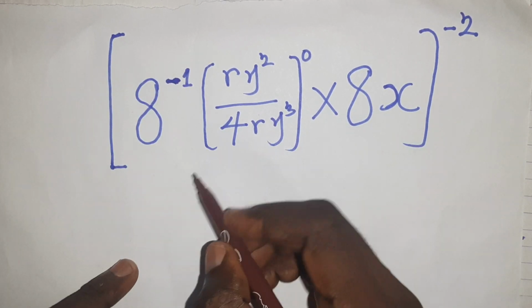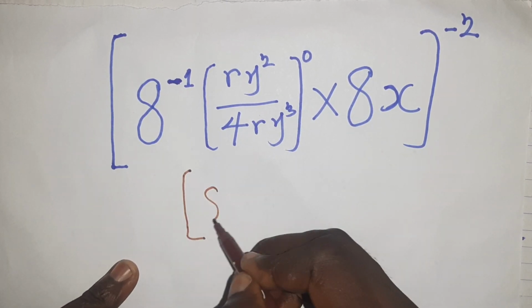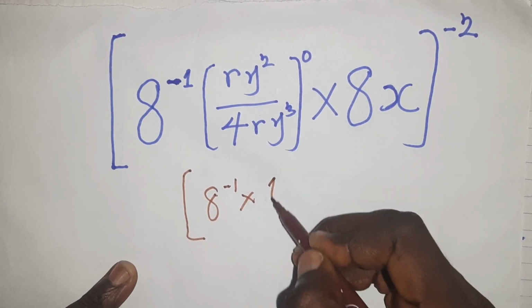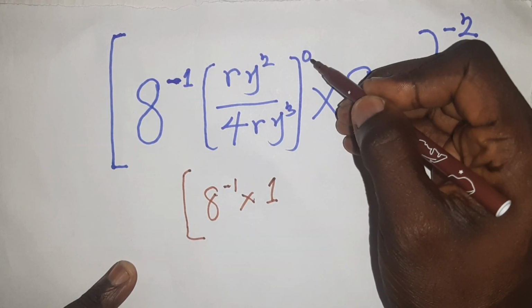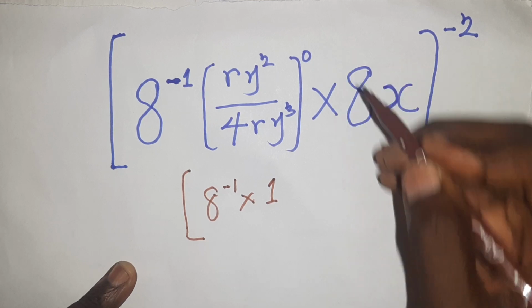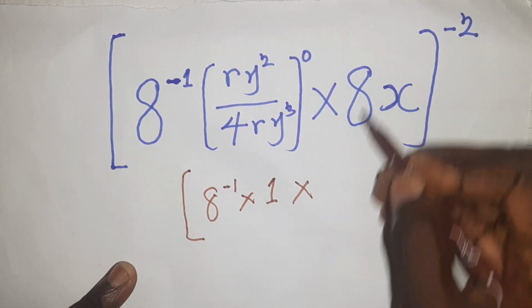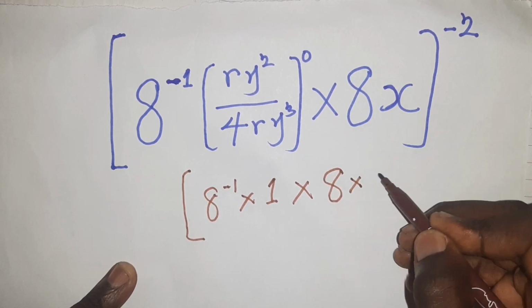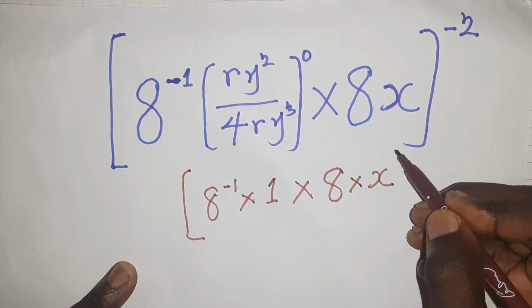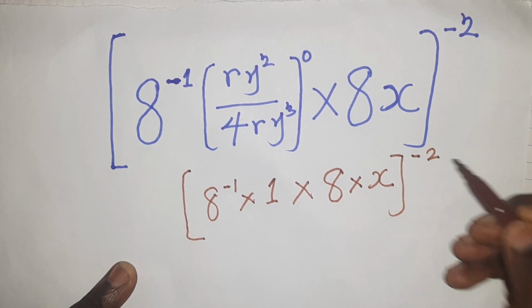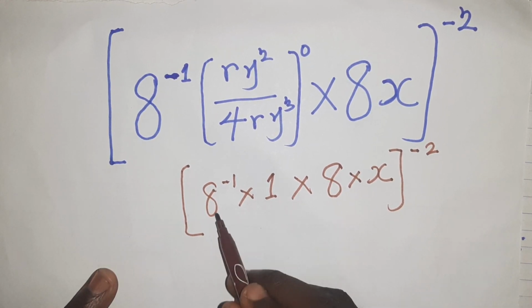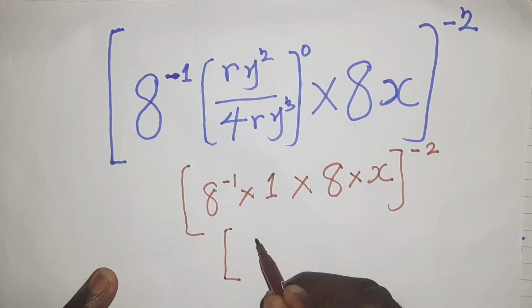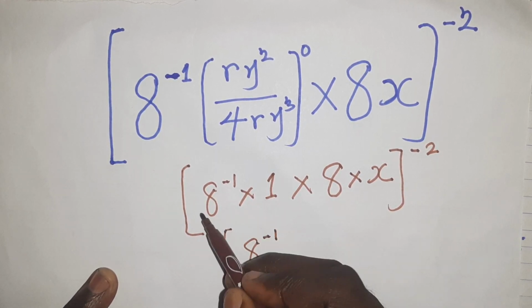So I'm going to rewrite this. So I have 8 raised to power minus 1, then this one times 1, since this whole value is raised to power 0, and anything at all raised to power 0 is 1. Then you have times 8x. 8x can also be written as 8 times x. Then I still have the power minus 2 outside. And of course, 8 raised to power minus 1 times 1 is still 8 raised to power minus 1. So I have 8 raised to power minus 1 left after multiplying with this one.